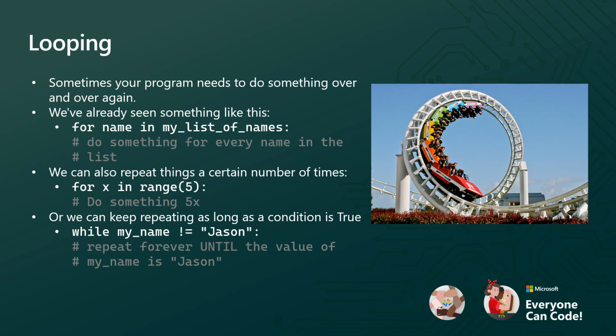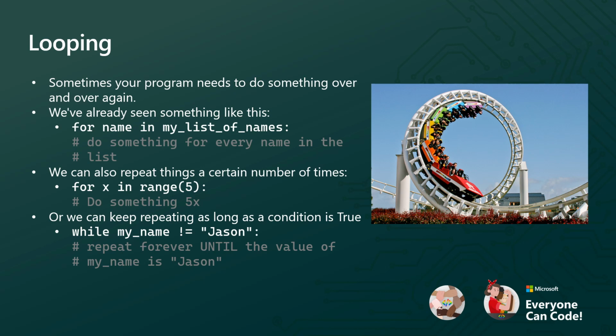Now, we can also repeat things a certain number of times. For example, let's say we wanted to do something 5 times. We would say in Python, for x in range 5. That's actually a little unusual construct that's unique to Python, but since we're going to be doing this challenge in Python, it's something we definitely need to know.